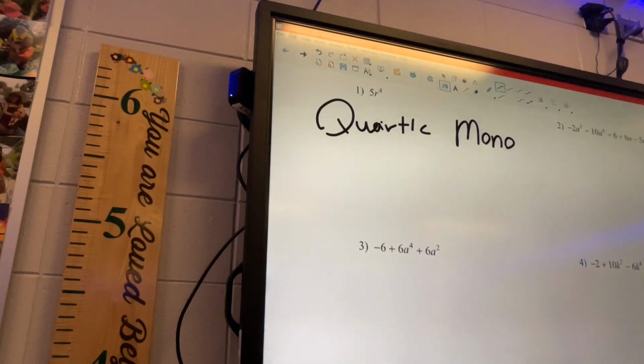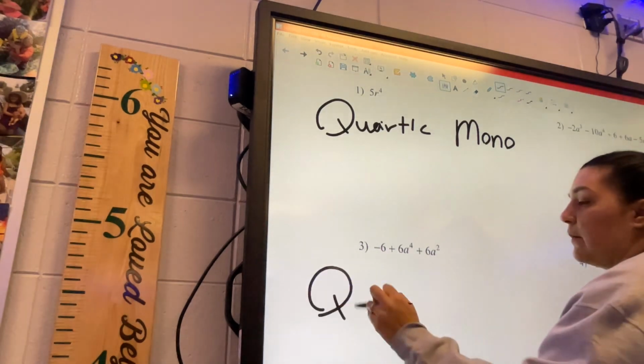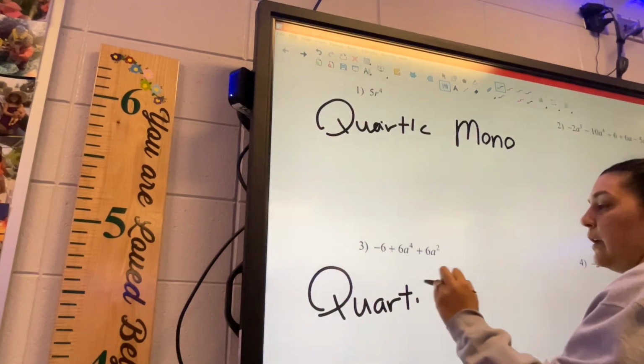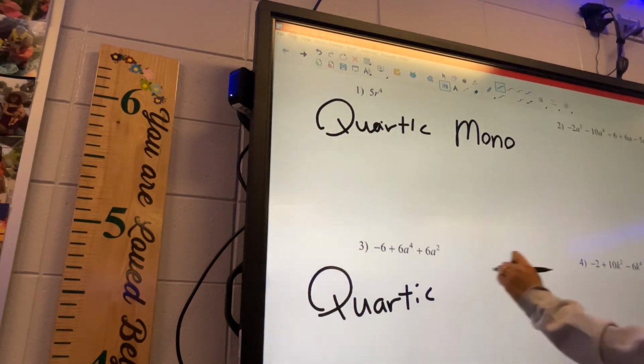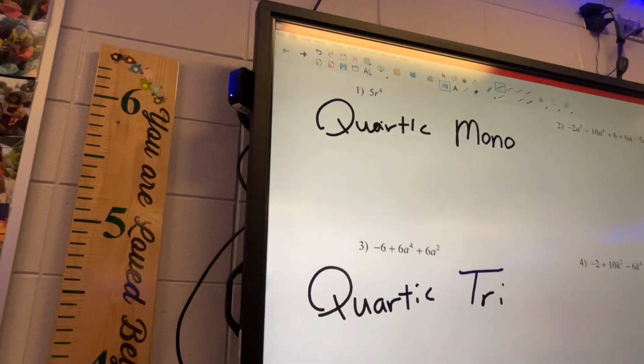Okay. Number 3. What's the highest exponent? 4. So it's going to be a quartic. How many pieces are there? 3. So it's going to be a trinomial. Okay, remember tricycle? Okay, bicycle.